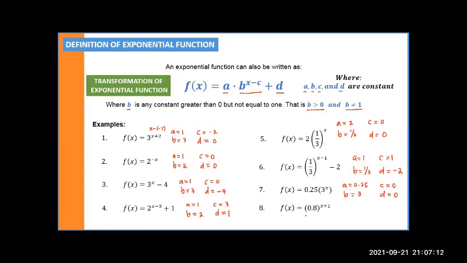Okay, then last example, we have 0.8 raised to x plus 1. Again, ang A natin is 1. Hindi lang natin sinusulat bago mag-base. Ang base natin is 0.8. Ang C natin is negative 1. Again, kung bakit siya naging negative 1, kasi x plus 1 siya. So, katumbas siya ng x minus negative 1. Kaya ang letter C natin ay negative 1. And then, ang D natin, of course, is 0 kasi wala namang dinagdag o sinubtract na number sa kanan. So, that is the transformation of exponential function.